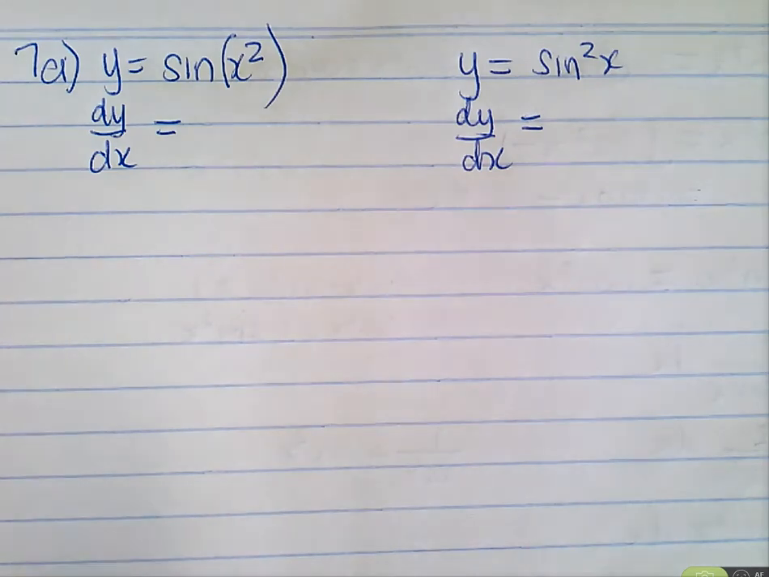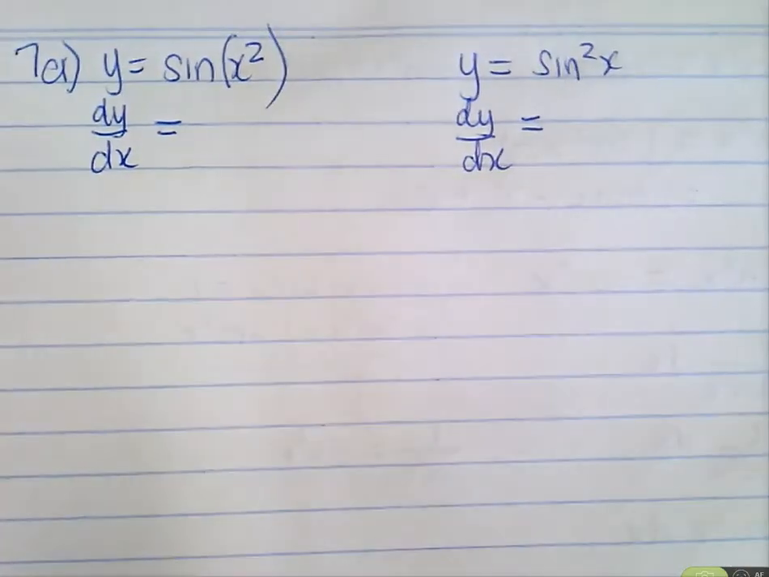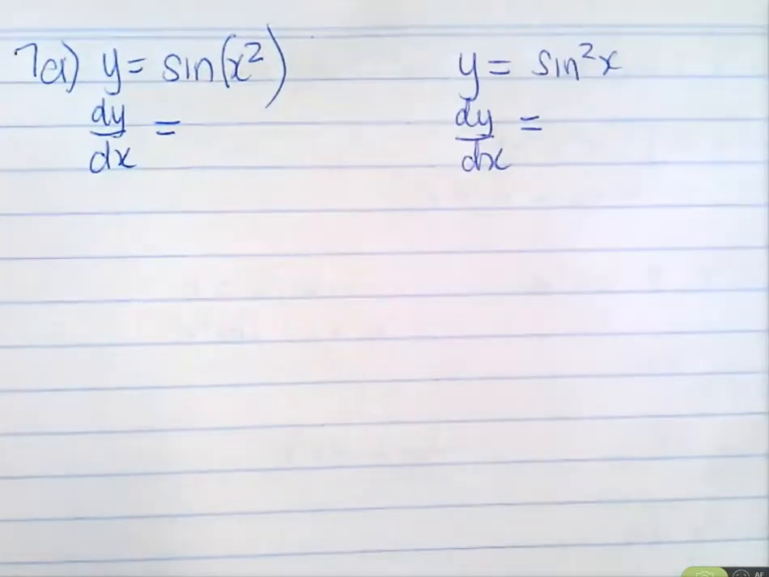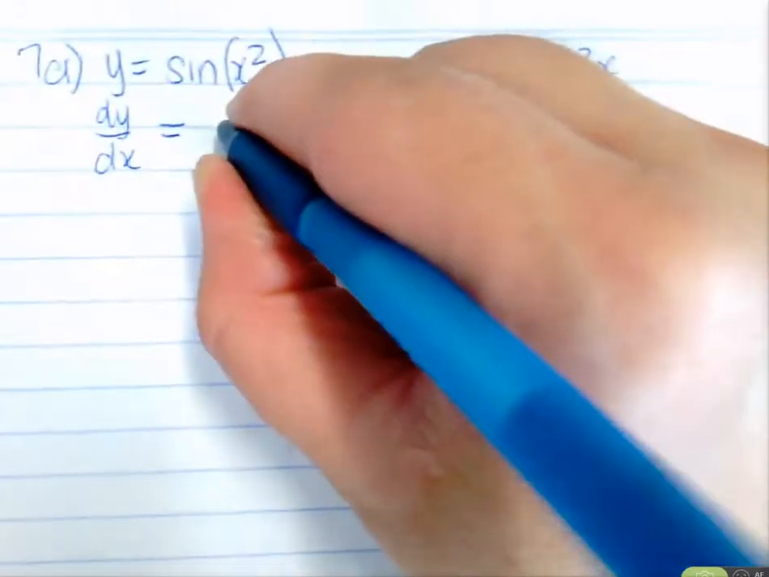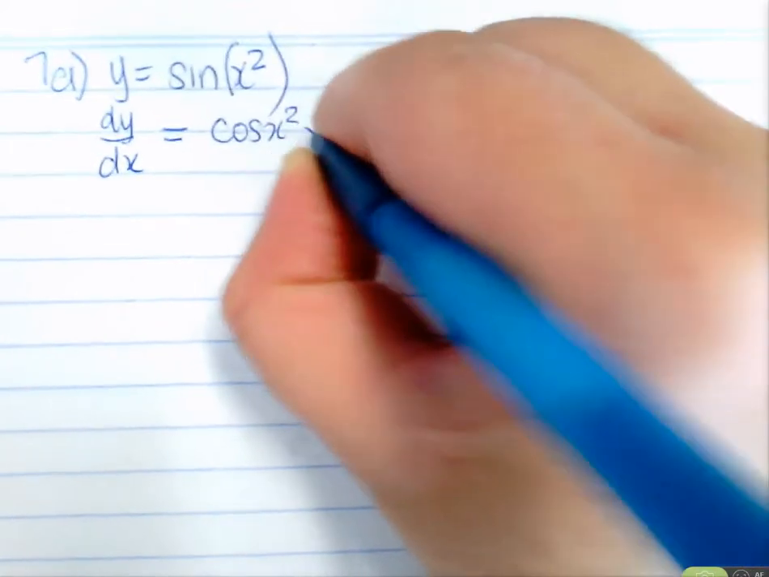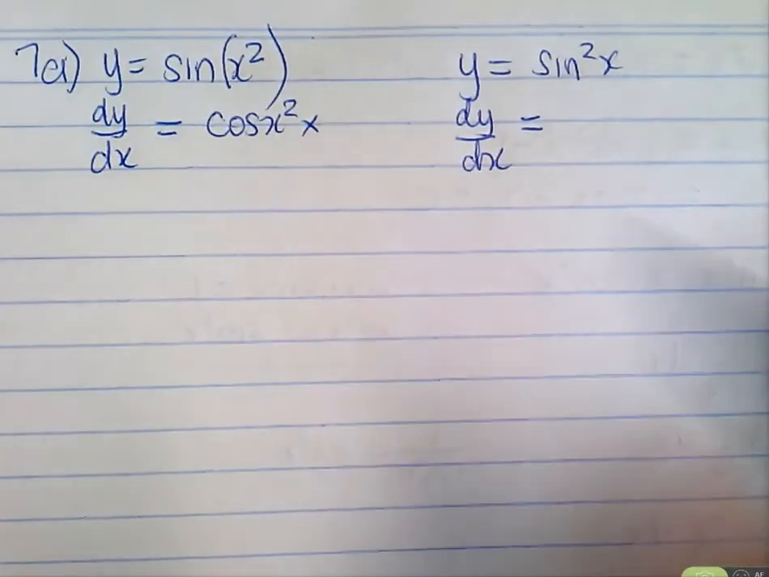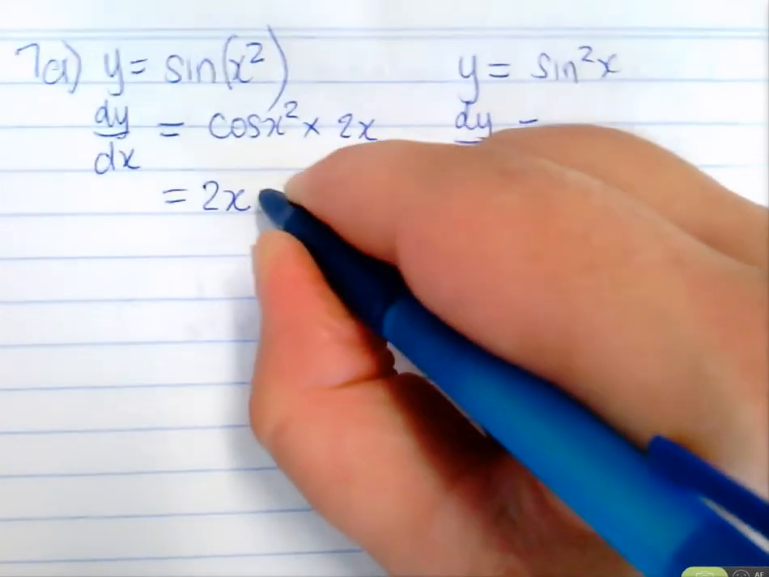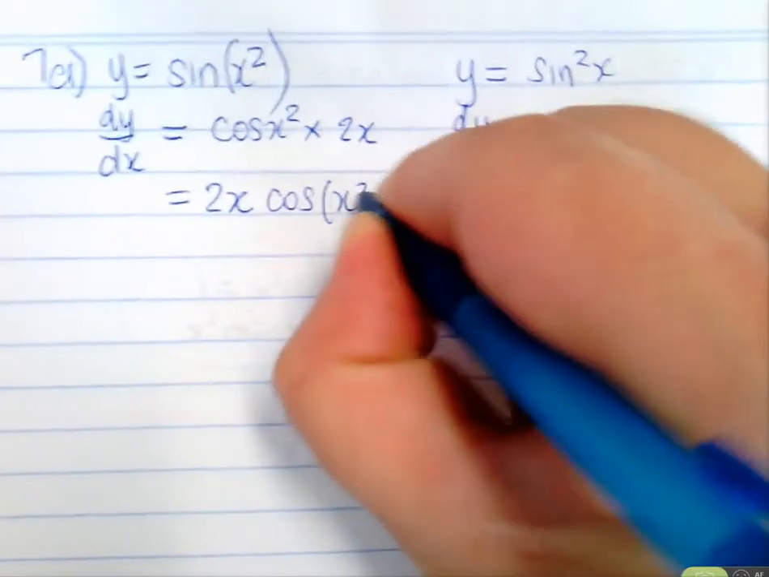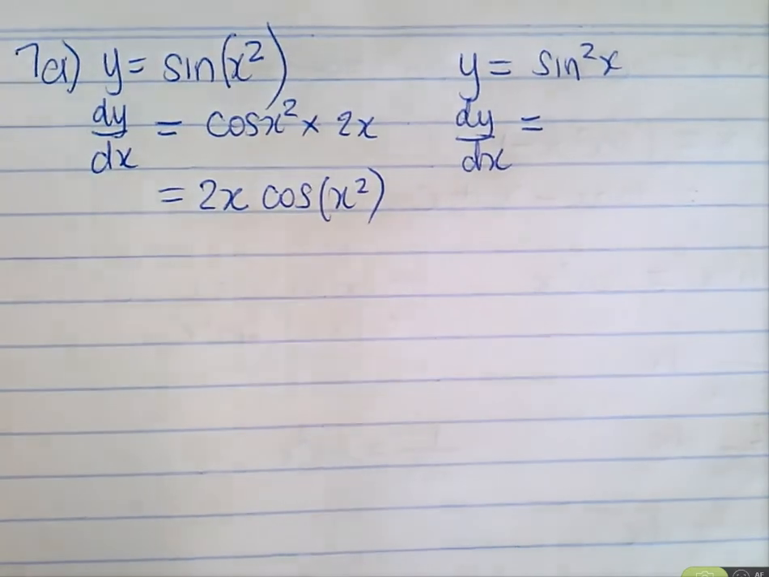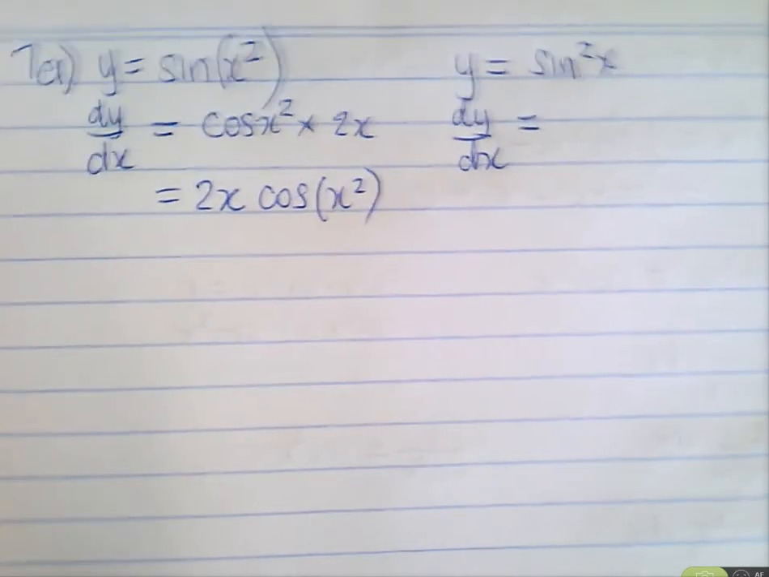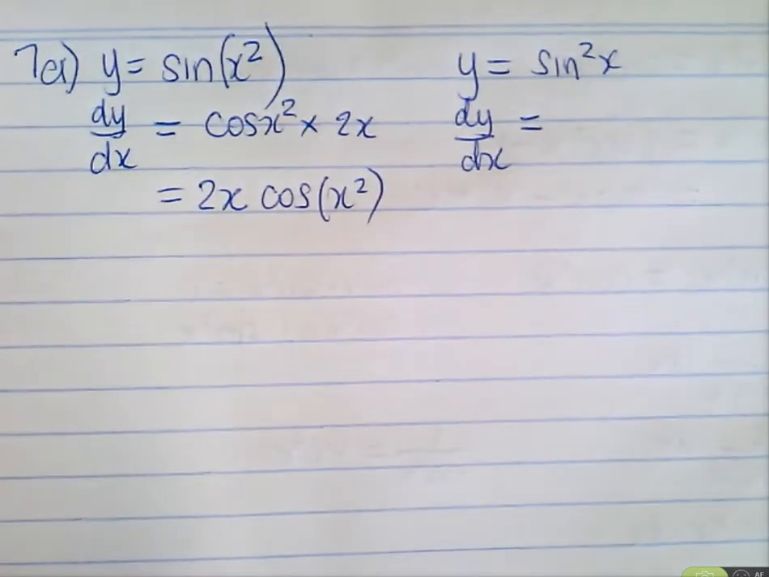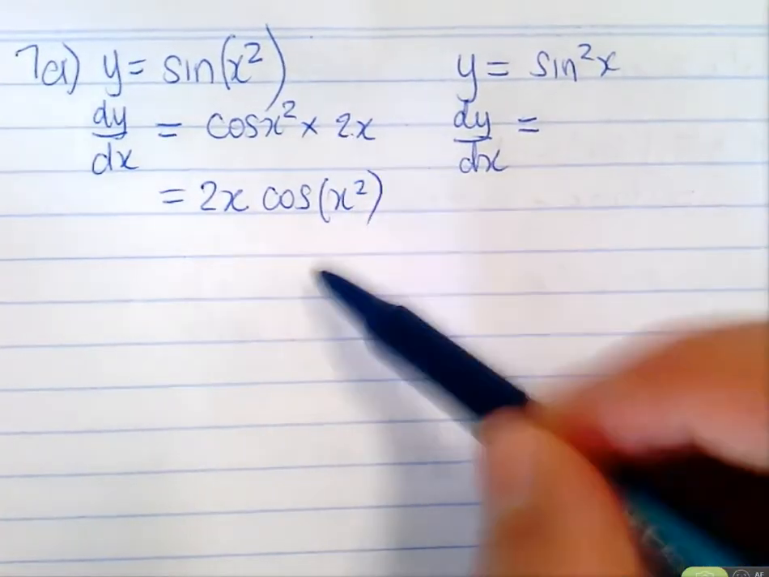What do we do? That is sine of function of x. Well, you get cos, but then what do you do? Differentiate the x squared to 2x. So it's 2x cos x squared. So you differentiate sine, you get cos, but you're differentiating sine of the function, so you differentiate the function.